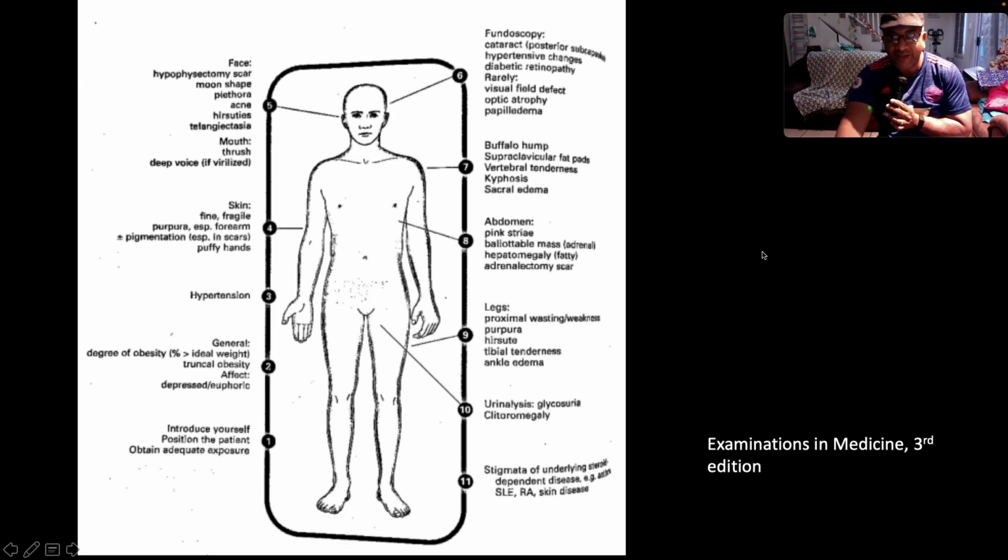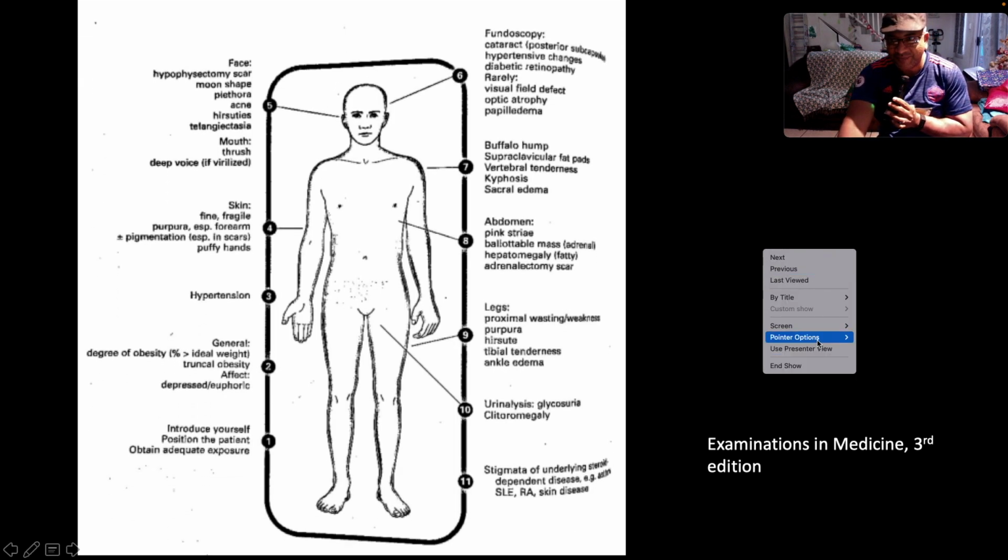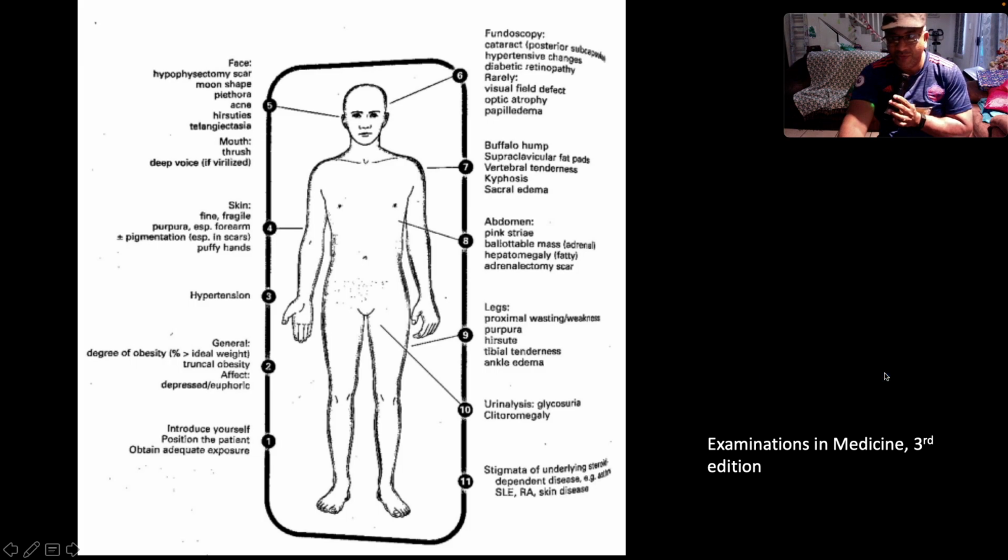Alrighty, so there's our handy gentleman here. First up, guys, it's good to introduce yourself to the patient, position the patient appropriately, so ideally Fowler's or semi-Fowler's position, obtain adequate exposure. Secondly, as usual, we step back just to inspect the general appearance of the patient. You want to determine, usually the patient has a certain degree of obesity, and you want to calculate what percentage of ideal body weight they fall into. Then usually it's truncal obesity.